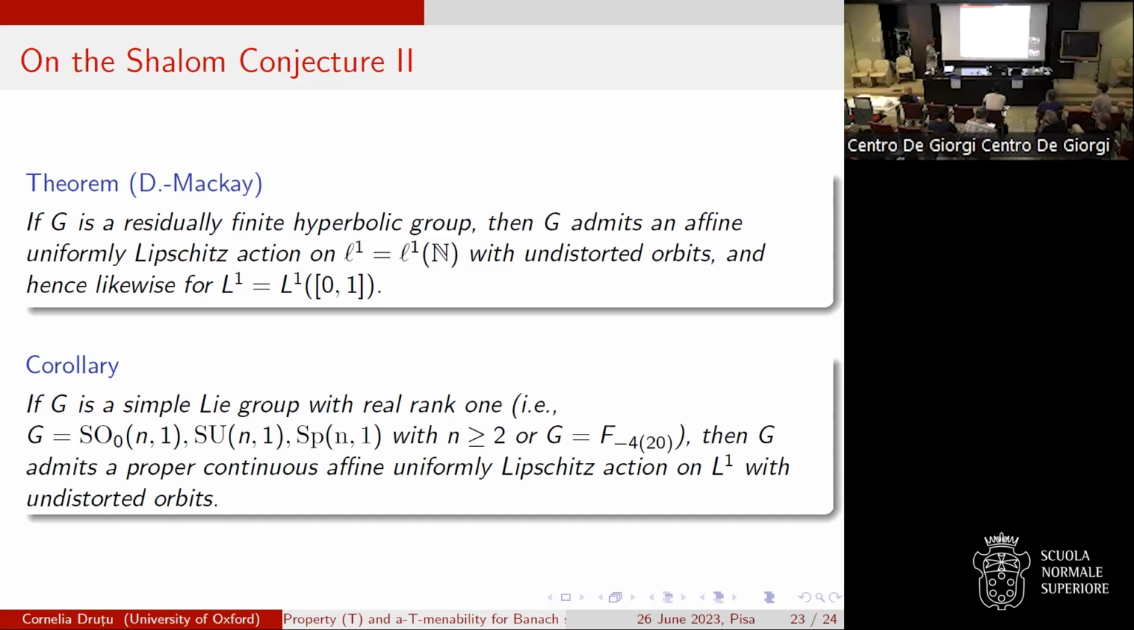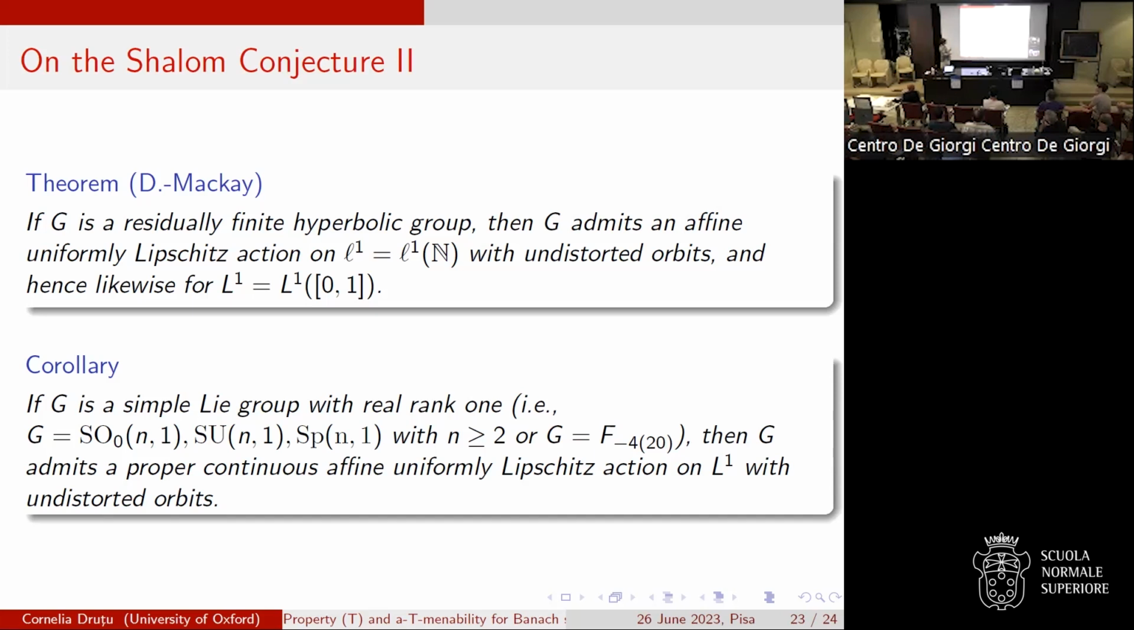Now, of course, for one of the groups, this is no news, because this one is the group of isometries of the real hyperbolic space. So this one can be embedded like that even in a Hilbert space. So in this case, this is no news. But in this case, it is, because, for instance, one can show that there is no such thing for the group of isometries of the complex hyperbolic space if we're asking for isometric affine actions on L1.